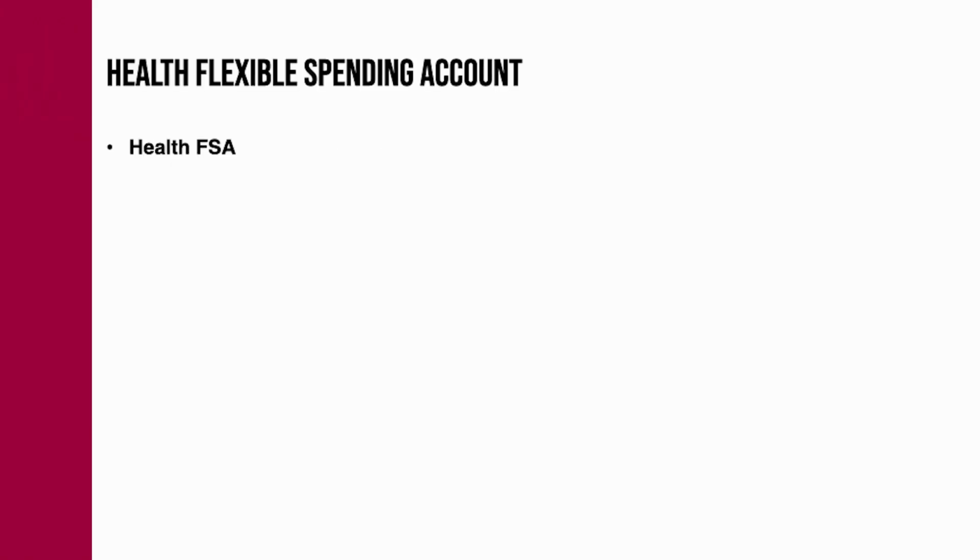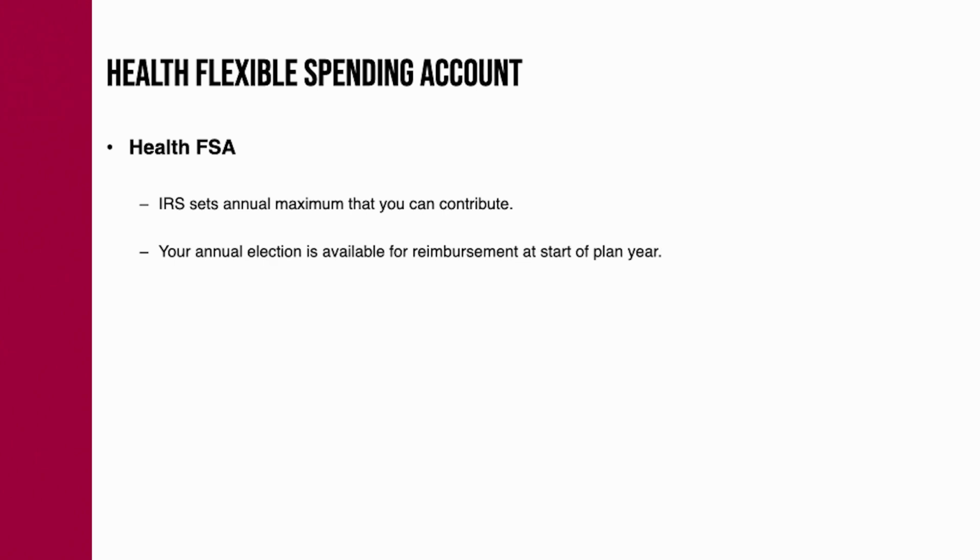So first we'll talk about healthcare flexible spending account. Each year the IRS sets the maximum amount you can set aside for qualified medical expenses. The amount you elect to set aside for the year is available for use at the start of the plan year. For example, if you elect to contribute $1,000 for the plan year, and then if you have an out-of-pocket medical expense for $1,000 1 month into the plan year, you can submit for reimbursement even though you have not contributed the full $1,000. You will pay back the account as the year continues through payroll deductions.